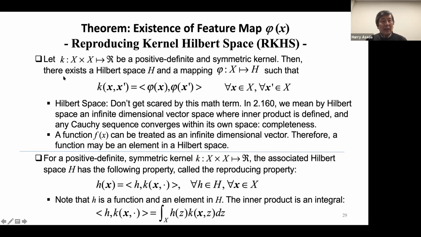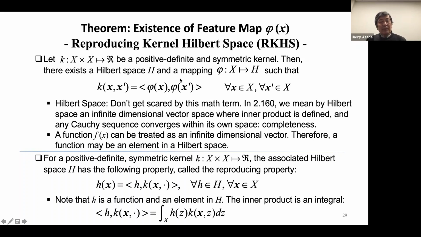Okay, then there exists a Hilbert space H and a mapping phi: X to H, such that this kernel function k(x, x') equals the inner product of phi(x) and phi(x'), for arbitrary x and x' you pick from capital X. Now some of you are a little bit scared by this word, the Hilbert space H.